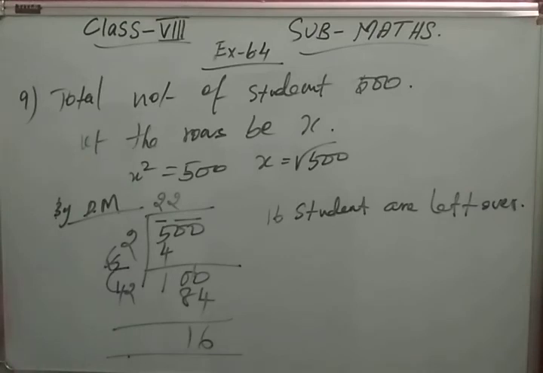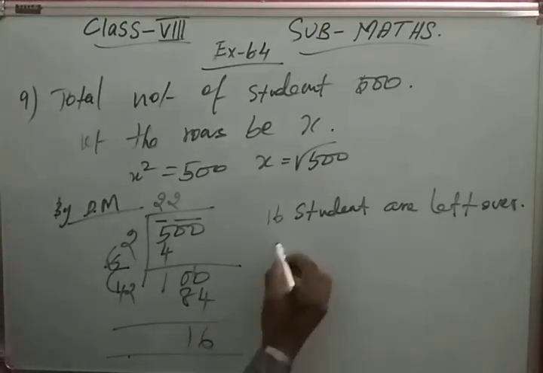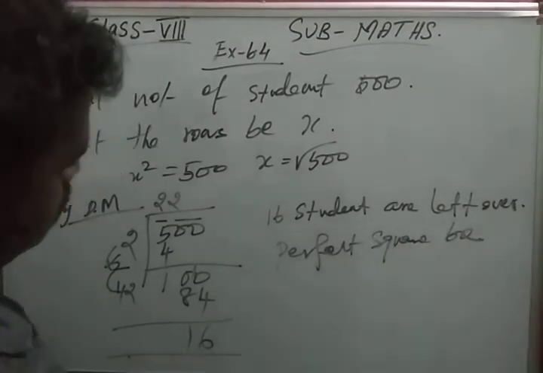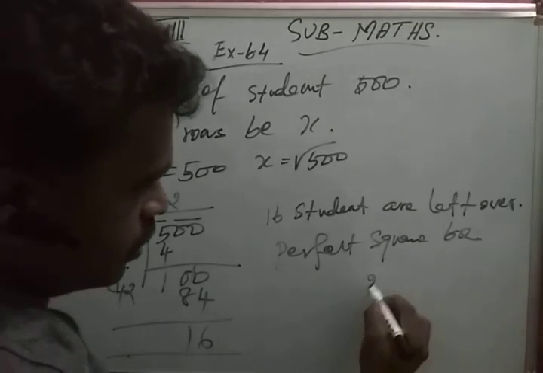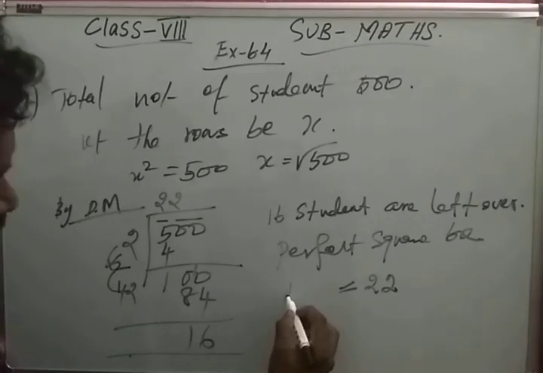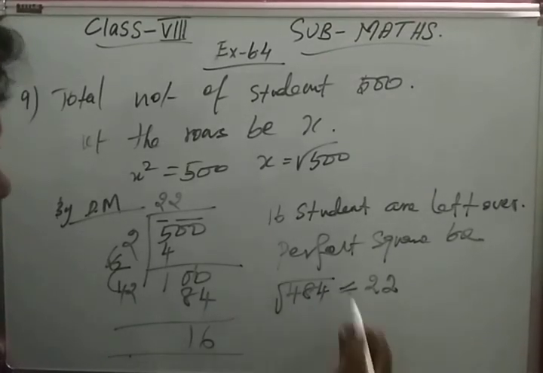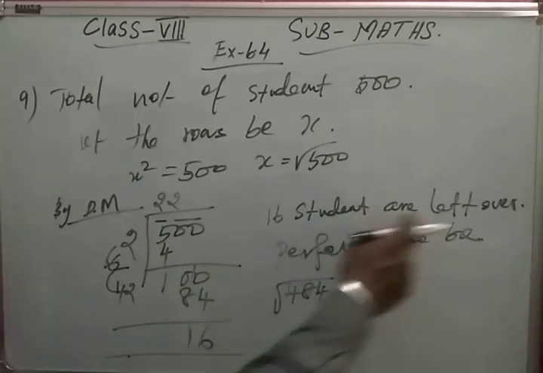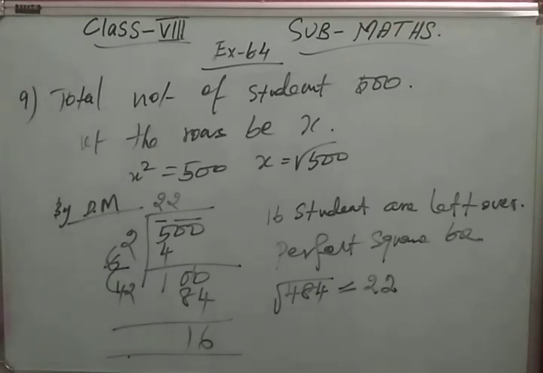So what will be the perfect square value? The perfect square is 22 squared. If you take away 16, what will come? 484. Root of 484 is equal to 22. We can take it as a perfect square value like this. So 16 students will be left out of this arrangement. So we can write at last, 16 students are left out of this arrangement.